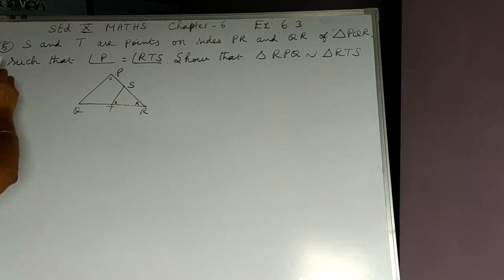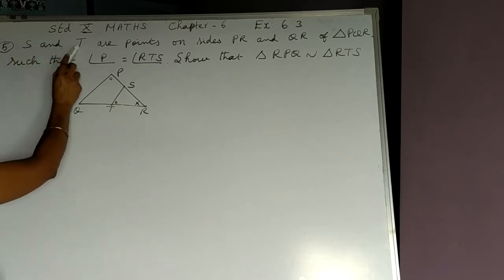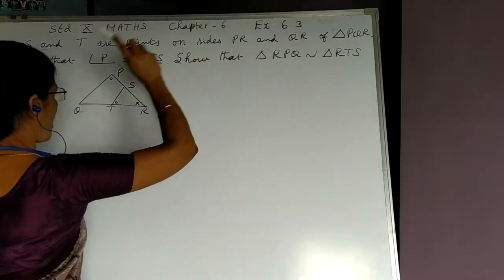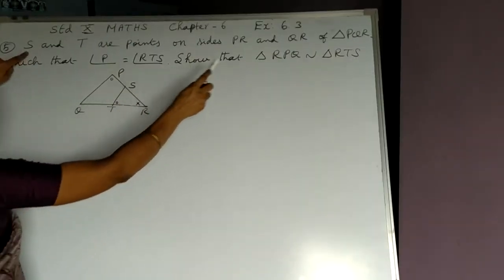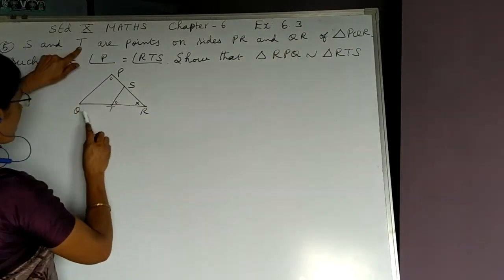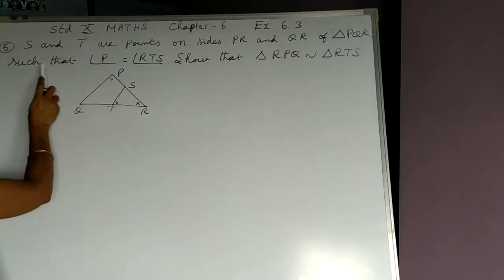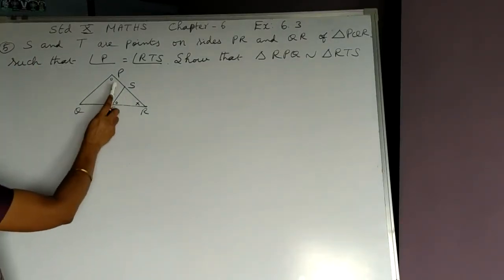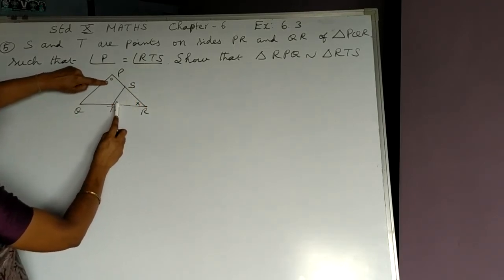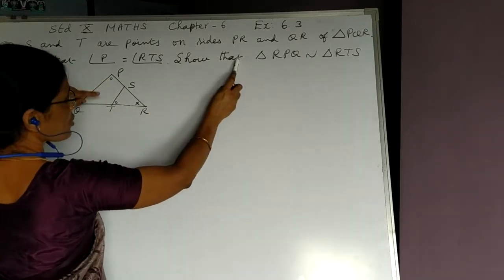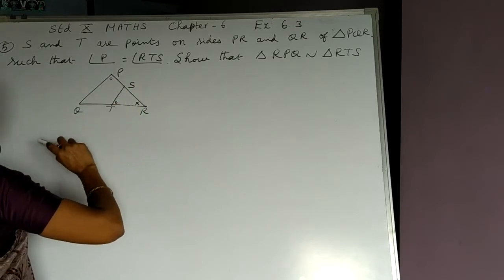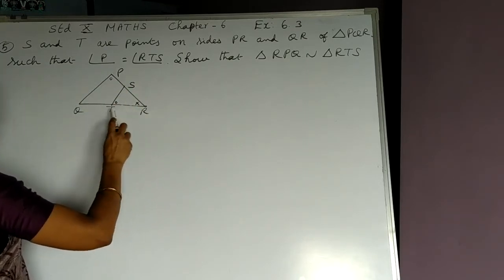Exercise 6.3, question number 5. S and T are points on sides PR and QR. S is a point on the side PR, right? T is a point on the side QR. It is marked such that angle P is equal to angle RTS. Using this, we are asked to show that triangle RPQ is similar to triangle RTS.